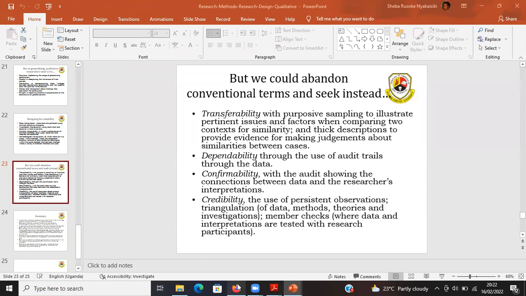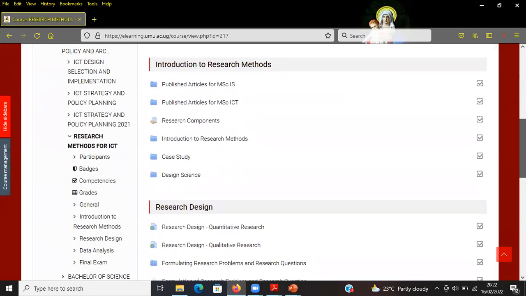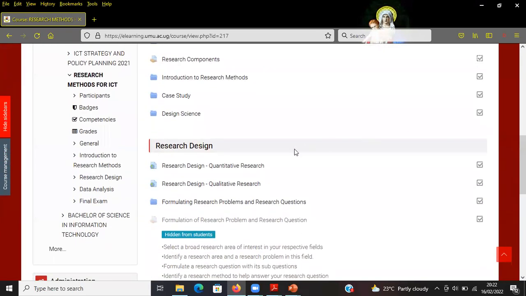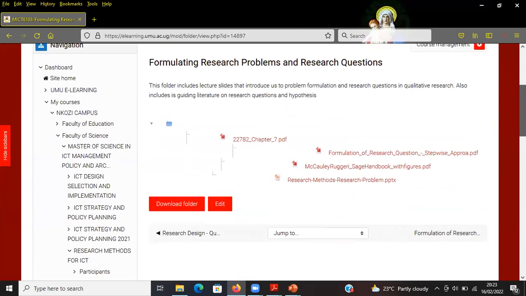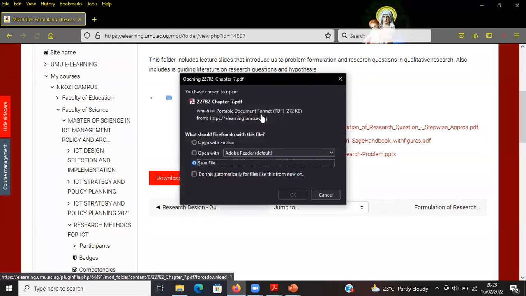We're actually preempting our next lecture when I do that. If you go to Moodle, go to formulating of research problems. There are several articles there that I have put up. Look at this. You can start with this first one. Let me just open it up.